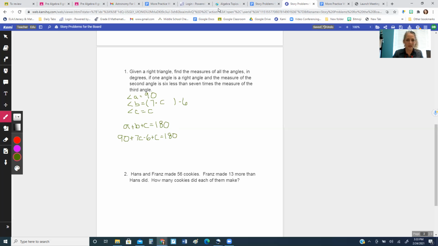So I'm looking at this and I'm like, I can do this. I have one variable. I have a crap ton of numbers. I can solve this. So first step, always to gather up your like terms. Okay. Let's see. I have a 90 and a 7C. They don't combine. I have a 90 and a minus 6. Oh, bing, bing, bing. They combine. So 90 minus 6 is 84. Okay. So those are all the numbers.